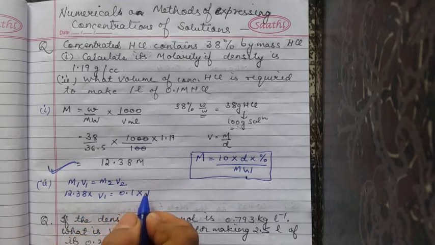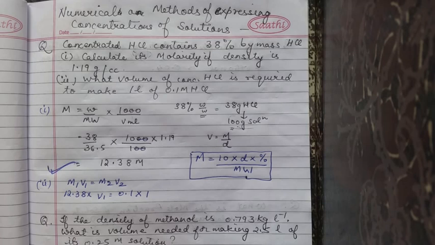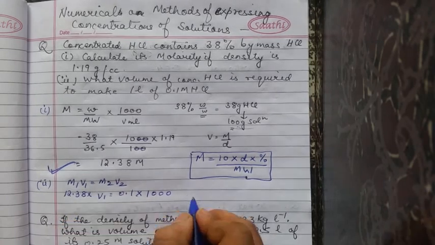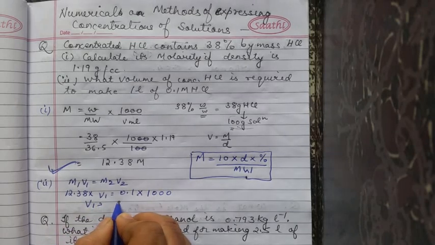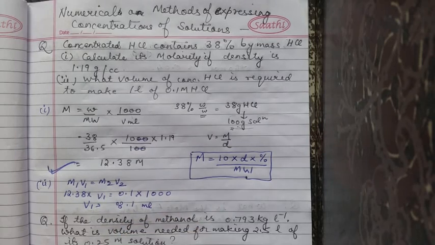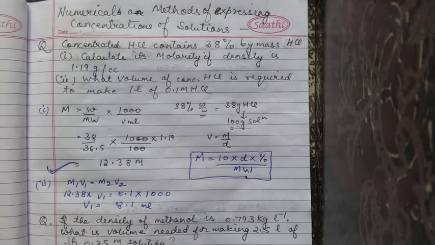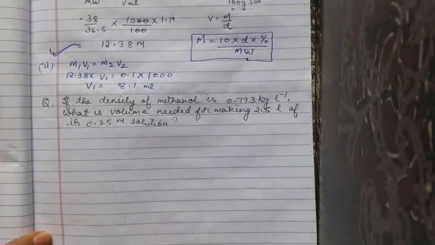If you are converting this into ml, accordingly you will get the answer for volume. So if I am converting this into 1 liter into 1000 ml, I will get the answer for volume also in ml. So I will get the answer here if I am solving it, 8.1 ml. Got it? So this question you can practice on your own also. I think you will be able to do it, right? The next question we will take still, children.